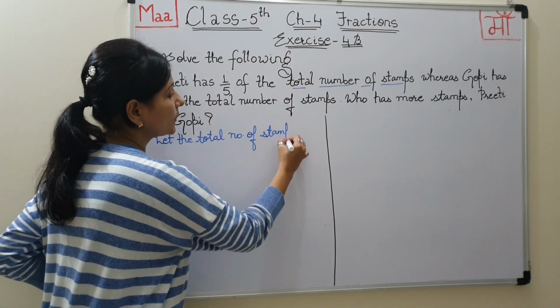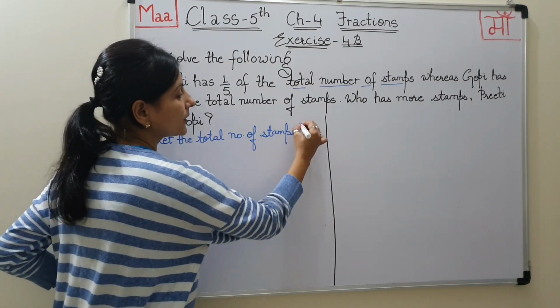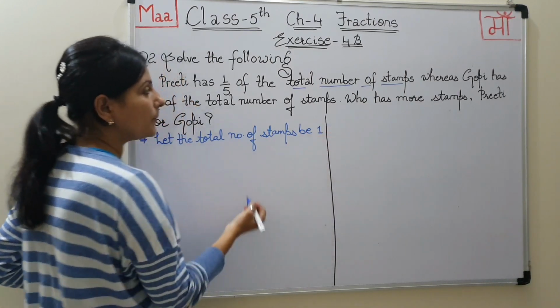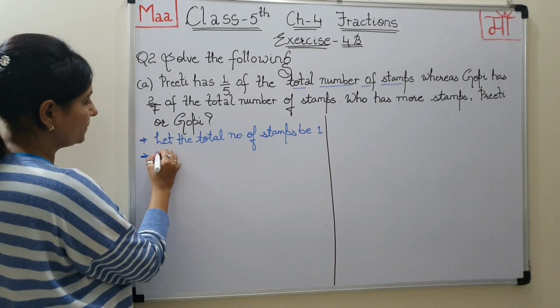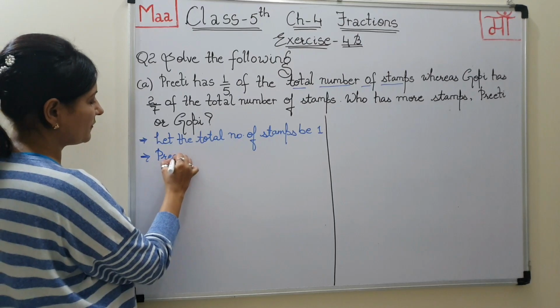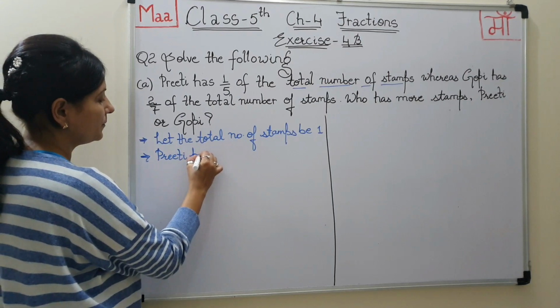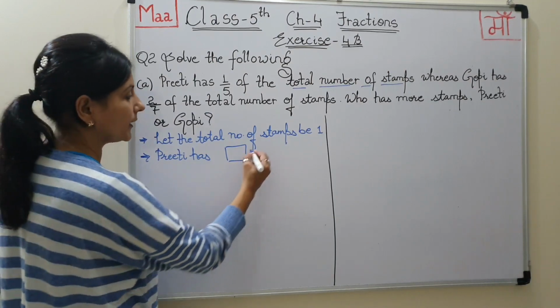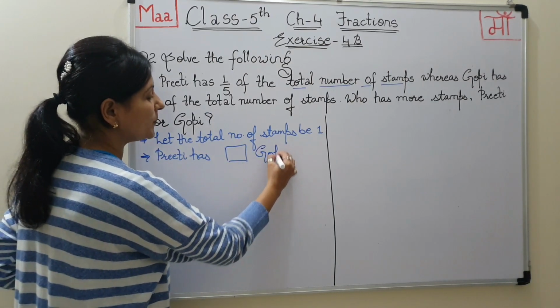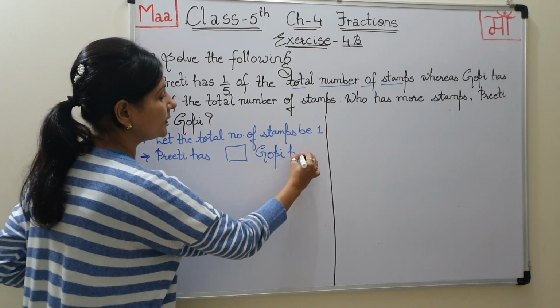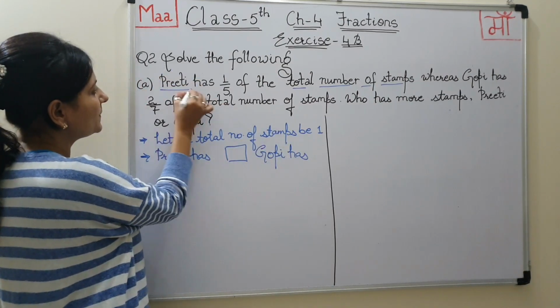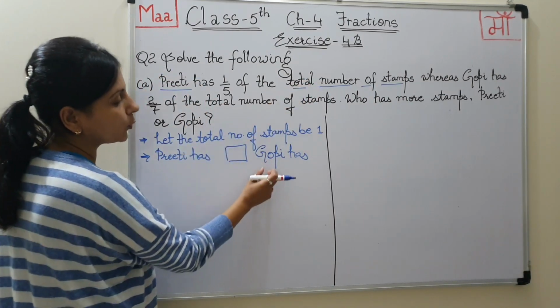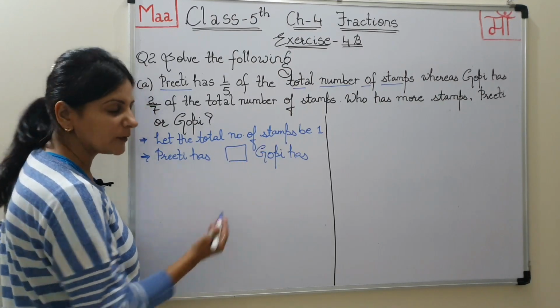हमने मान लिया कि कुल मिलाकर कितने स्टेम्स है, 1 स्टेम है. अब क्या गिवन है क्वेश्चन के अंदर, प्रीति हैज़, यहाँ मैं एक बॉक्स बना रही हूँ क्योंकि इसको भी हमें कंपेयर करना है, और दूसरी तरफ है गोपी. फर्स्ट नेम प्रीति का लिखा हुआ है क्वेश्चन के अंदर, इसलिए मैंने पहले प्रीति लिखा है. सेकंड नेम गोपी का है, इसलिए सेकंड पर गोपी मेंशन किया है.